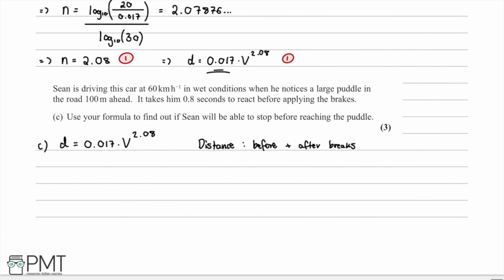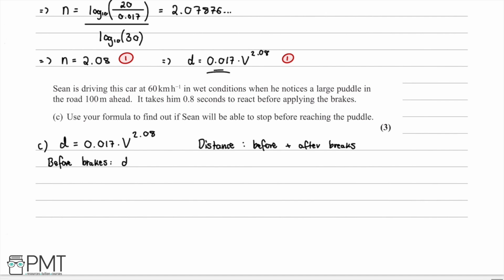distances. So we know that once he notices a puddle, it takes him 0.8 seconds to react. So this means that in those 0.8 seconds, the car will still travel a certain distance, which has to be taken into account. This is the before brakes time. And then the after brakes time is where we use the model to calculate this distance. So firstly, we can calculate the before. So just noting this here, before brakes.